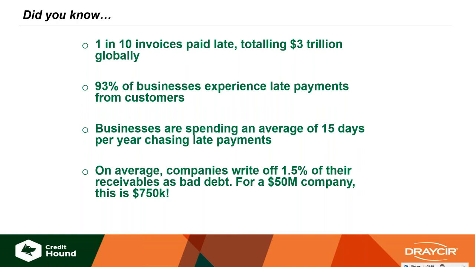And on average as well, due to bad debt, companies write off about 1.5% of their receivables. And just to put it into perspective, for a $50 million business, that's $750,000 just being written off every single year. Now, every business is going to differ in terms of revenue and profitability and the amount of bad debt they have. And we do have a calculator where you can work out yourself how much can be saved by automating your accounts receivables process as well.